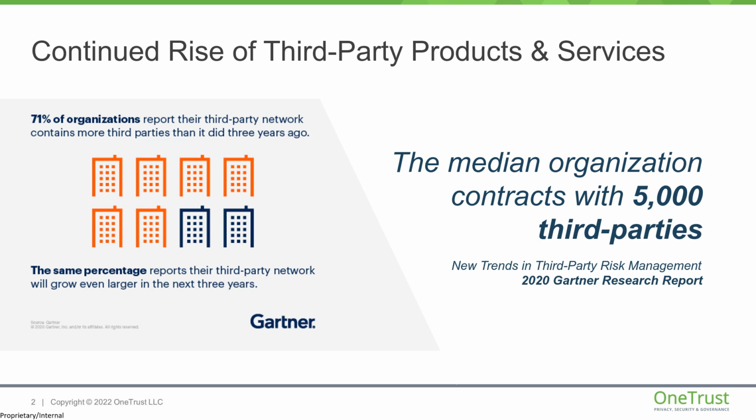We'll start by stating the obvious. Our third-party risk footprint has continued to grow as businesses have continued to engage with more vendors and third-party suppliers. 71% of organizations have more third parties in their network than they did a year ago. And the same percentage of these businesses anticipate that numbers continue to grow. In fact, the median organization contracts 5,000 third parties. With the Internet of Things environment and the digitization of business, this has expanded the prevalence of third-party risks horizontally across almost every business function.